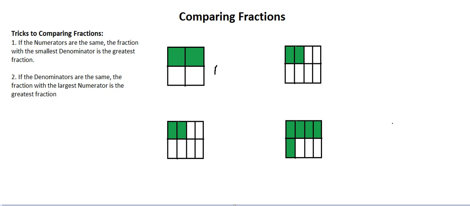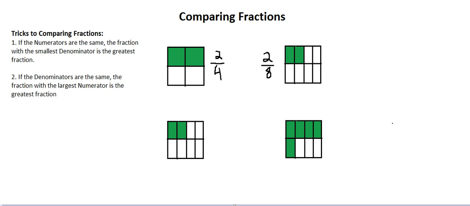There's four pieces all together, so my denominator is 4. Two of them are shaded green, so my numerator is 2. Over here, 1, 2, 3, 4, 5, 6, 7, 8 pieces make up the whole thing, and two of them are shaded green. So I have two eighths.